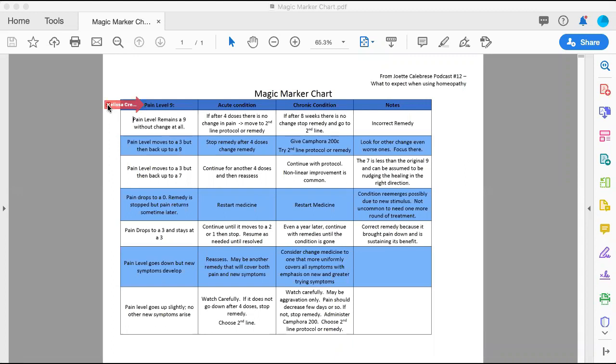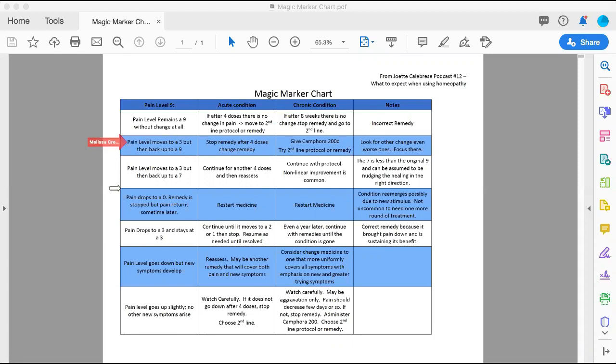And if the pain level remains a 9 without change at all, and if you're dealing with an acute condition, after 4 doses, if there's no change, the pain has remained a 9, then you're going to go ahead and move on to the second line protocol or the next remedy. In a chronic condition, if there's absolutely no change after 8 weeks, then you're going to stop the remedy and go to the second line protocol. And the reason for this is it's most likely the incorrect remedy, whether you're talking about acute or chronic conditions.